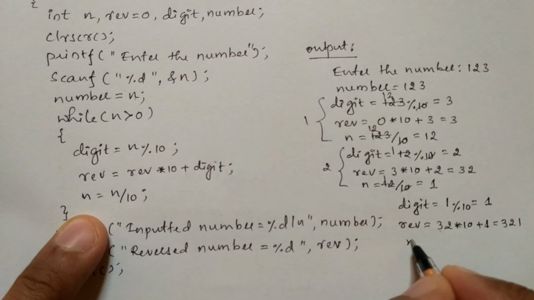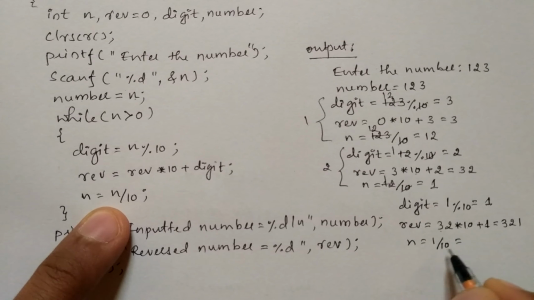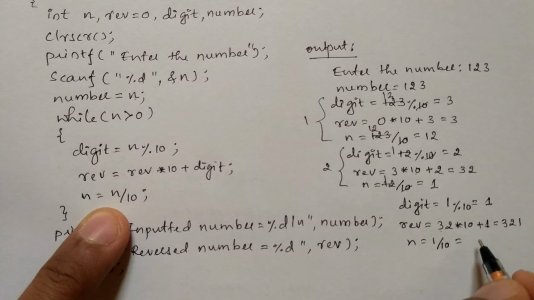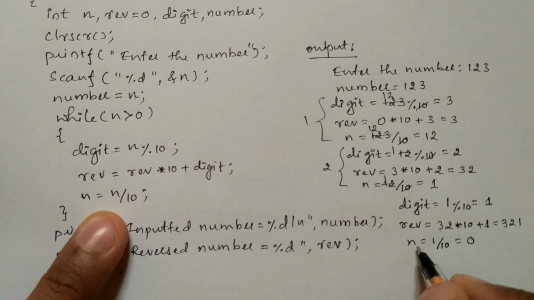Next n is equal to, n is what? 1, integer division by 10. So whenever the numerator is less than the denominator, then the numerator is the remainder and the quotient becomes 0. So here integer division returns us the quotient. So the quotient becomes 0, and 0 is stored in n.